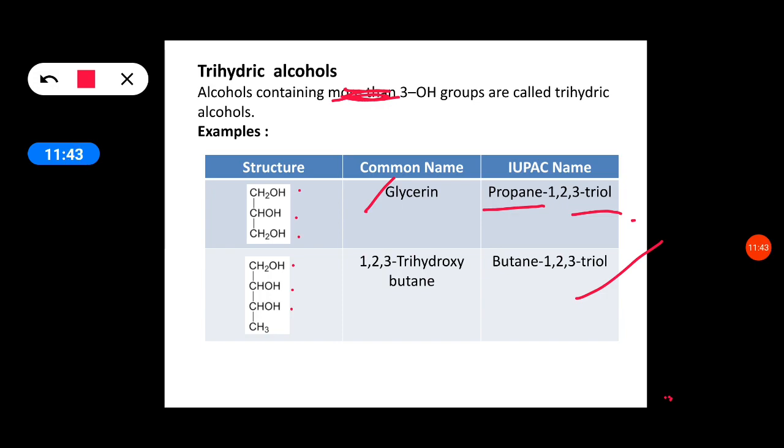So these are examples of polyhydric alcohols. If more than one OH group is present, they are usually referred to as polyhydric. Among that, if 2 are there, dihydric, 3 are there, trihydric, 4 tetrahydric, pentahydric, like that. For example, carbohydrates contain a minimum of 2 OH groups. Carbohydrates contain 3 OH groups, 4, 5, or 6 OH groups, and the names are given like that.